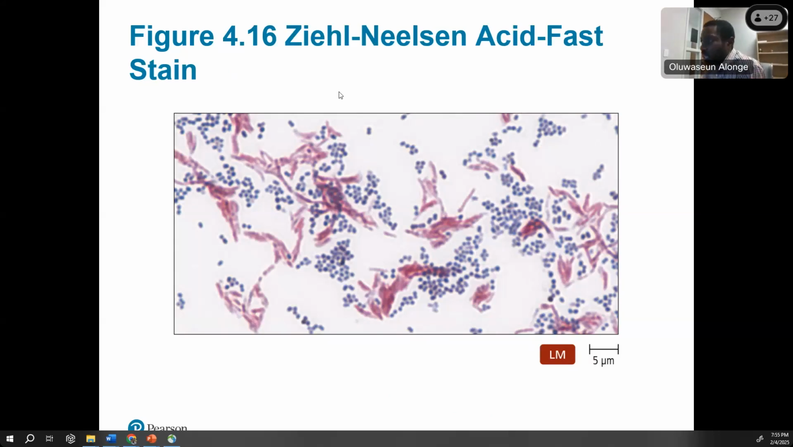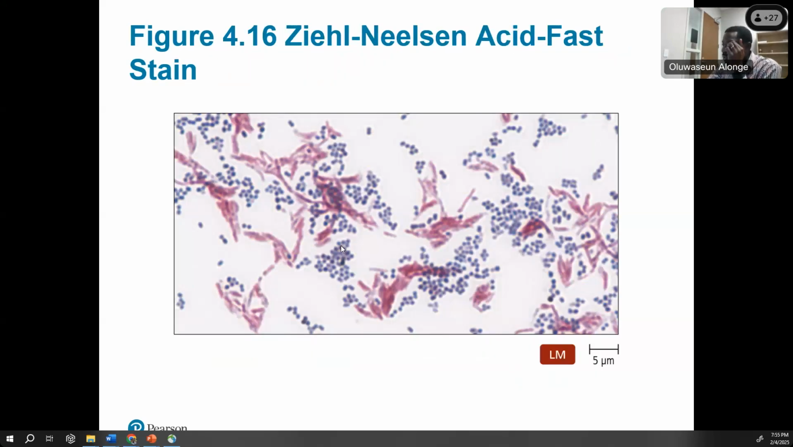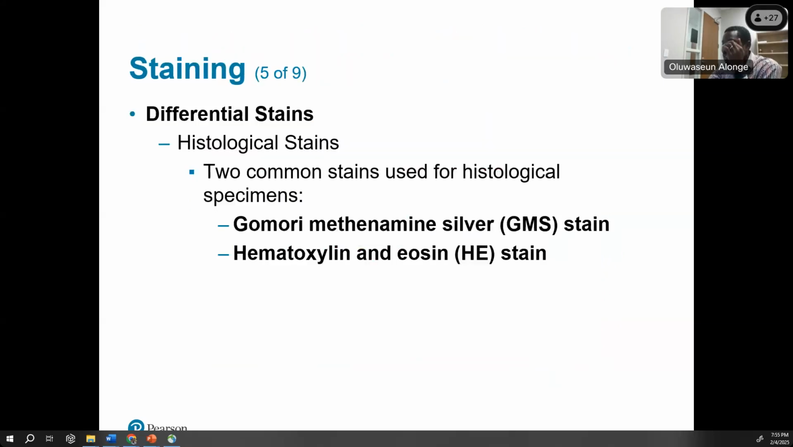All right, now this is acid fast. I don't need to talk too much about it again. Let's go. All right, they are also all differential. This is endospore. Some pick up the stain, the endospore. I think I talked about endospore the other day. All right, so those are different. All of those are differential staining, where they are used to differentiate different kinds of specimen or parts of the specimen.